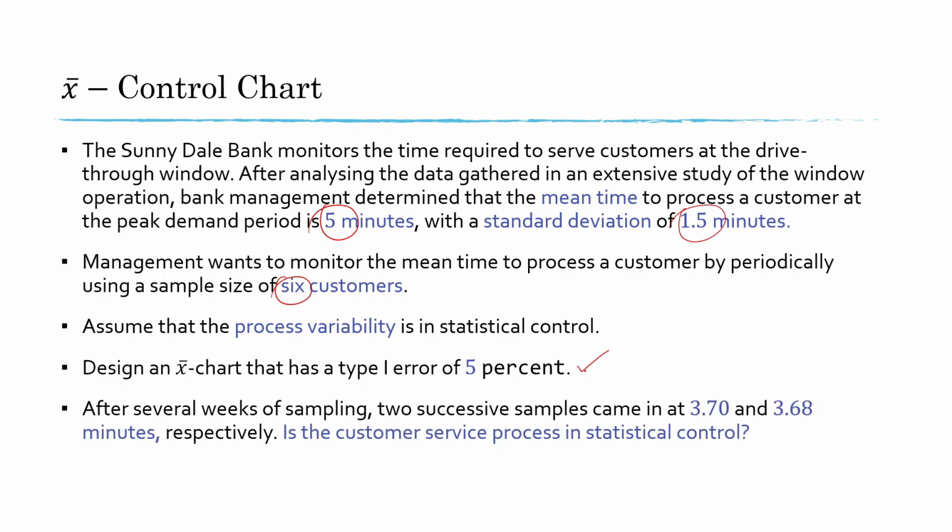Also, after several weeks of sampling, two successive samples came in at 3.7 and 3.68 minutes respectively, and we are required to determine whether the customer service process is in statistical control or not.